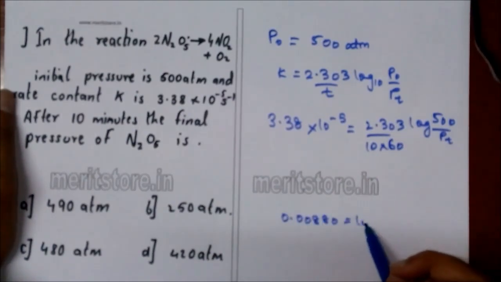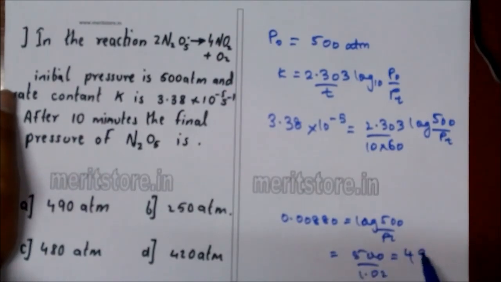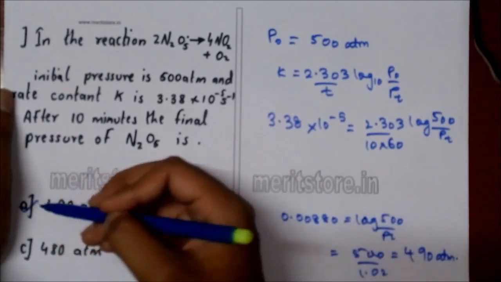0.00880 equal to log of 500 upon PT, which is equal to 500 upon 1.02. On solving this, we get 590 atmosphere as our P2 final pressure after 10 minutes. So option A is the correct answer.